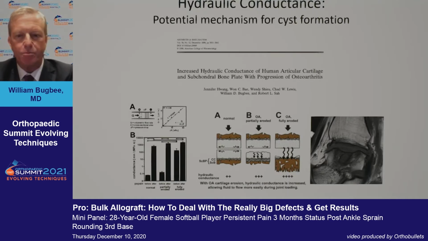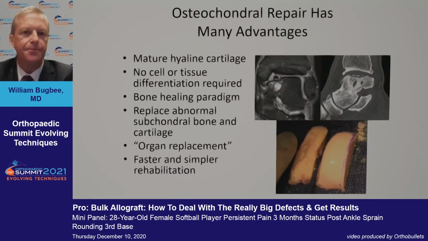This is probably my favorite paper you've never ever read. Hydraulic conductance is a concept of the ability of fluid to pass through a cartilage surface into bone. And I think it's probably the most likely mechanism for cyst formation. And what I want to show you here is that in a partially eroded cartilage lesion, the conductance is 10,000 times greater than in intact cartilage. So these osteochondral lesions, I think this is how they form. And doing a surface treatment might not always fix the hydraulic conductance issue.